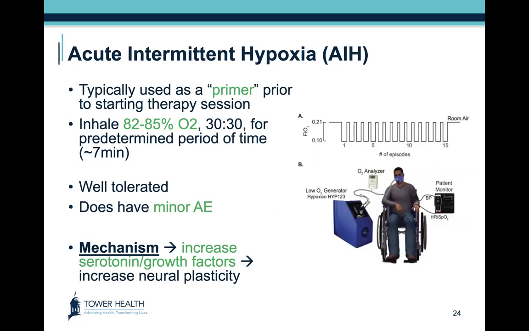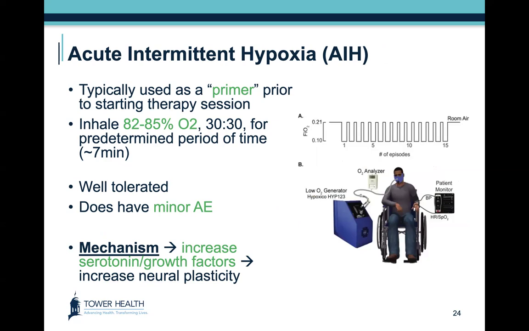Acute intermittent hypoxia. This is super cool. A lot of you, I know anyone that goes into PM&R, I'm sure you've heard about the FLAME trial with stroke patients, where you're looking to increase serotonin and that leads to improved motor recovery after a stroke. That's kind of what I think of when I think of AIH.